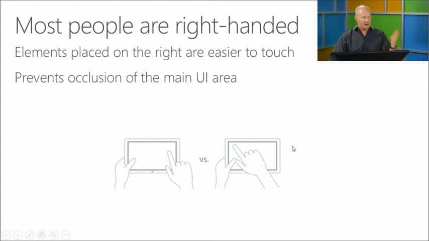Okay. Statistically speaking, most people are right-handed, so you need to think about that as far as in a right-to-left language. Think about occlusion and thinking about where people are going to be placing their hands and how they're going to be moving them as far as occluding some of the content or some of the controls on the main UI area.